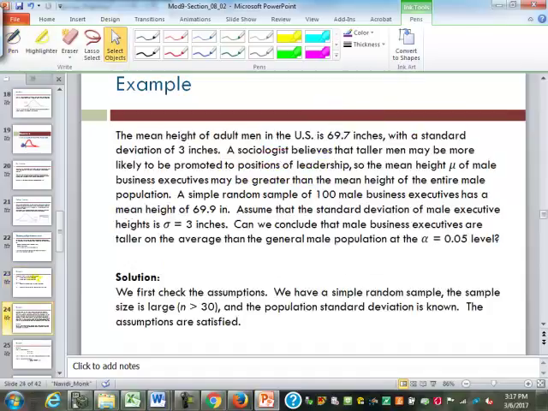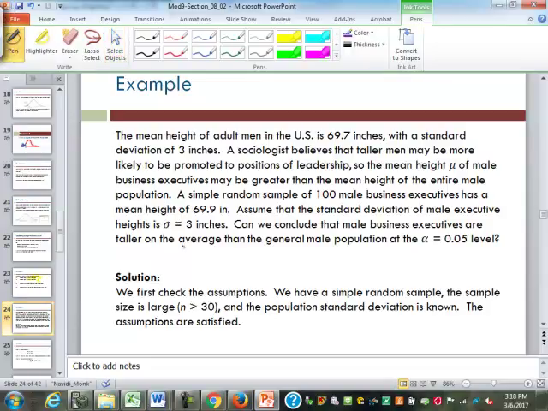The mean height of adult men in the U.S. is 69.7 inches with a standard deviation of 3 inches. Sociologists believe that taller men may be more likely to be promoted to positions of leadership. So the mean height mu of male business executives might be greater than the mean height of the entire male population. A simple random sample of 100 male executives has a mean height of 69.9. Now again, just because the sample mean is higher than the population mean does not mean that there's really a difference there. It has to be significantly larger. Assume the standard deviation in the males is 3 inches. Can we conclude the male business executives are taller on average?